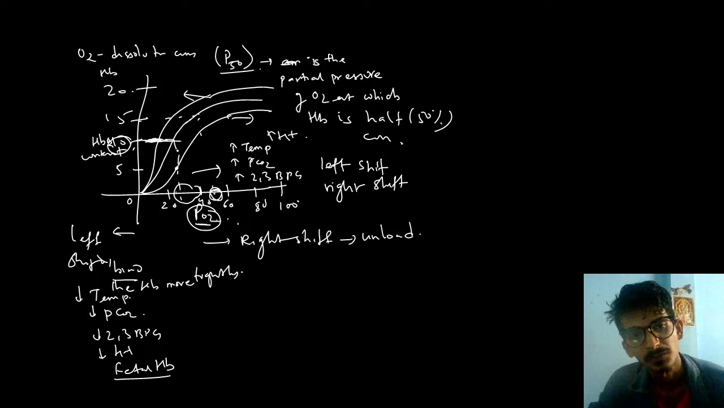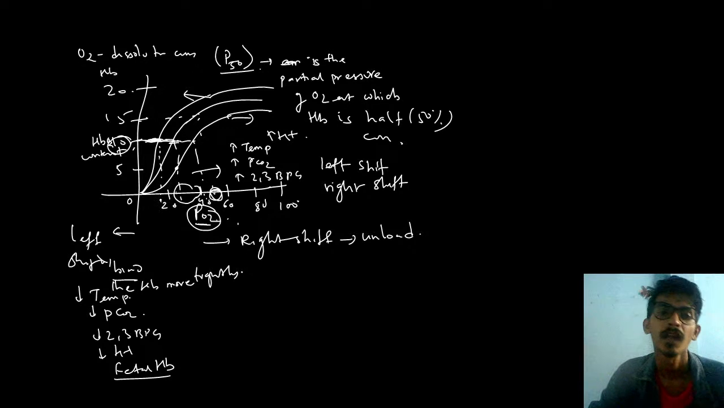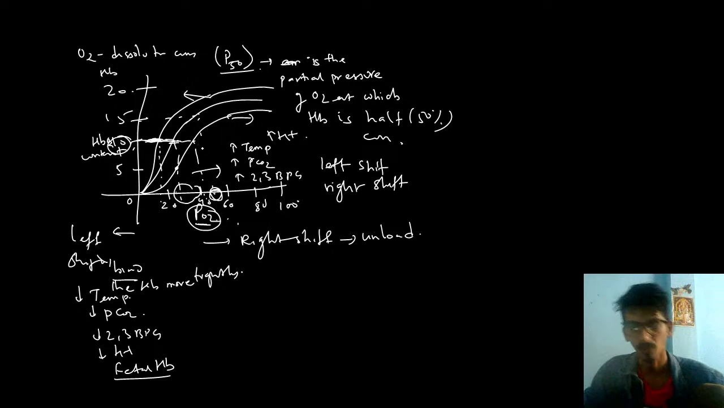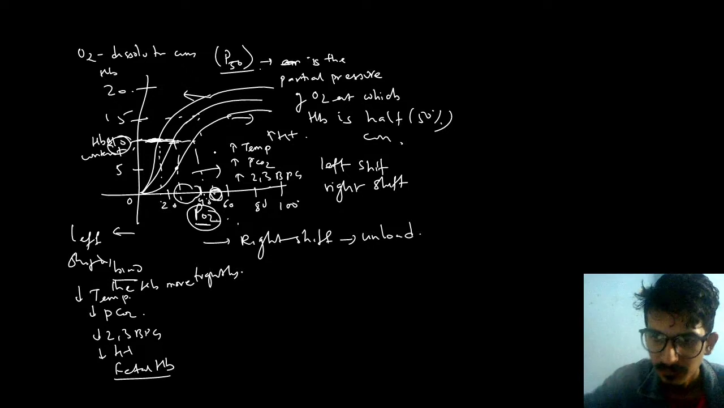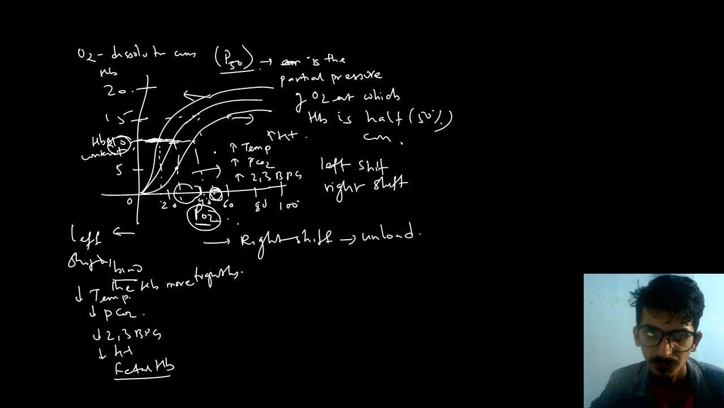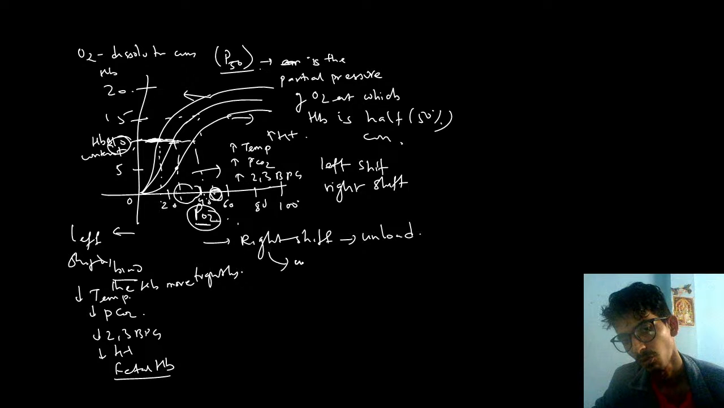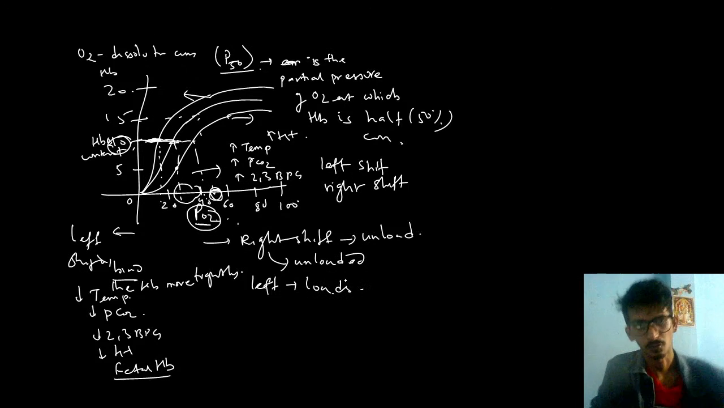So the right shift of the curve basically means unloading, because I can see that with the left shift of the curve, at a lesser partial pressure the hemoglobin is already 50% saturated. Whereas if I have the right shift of the curve, then a greater partial pressure is needed. So that is the shift to the right and the shift to the left. Right unloads and left loads the hemoglobin.